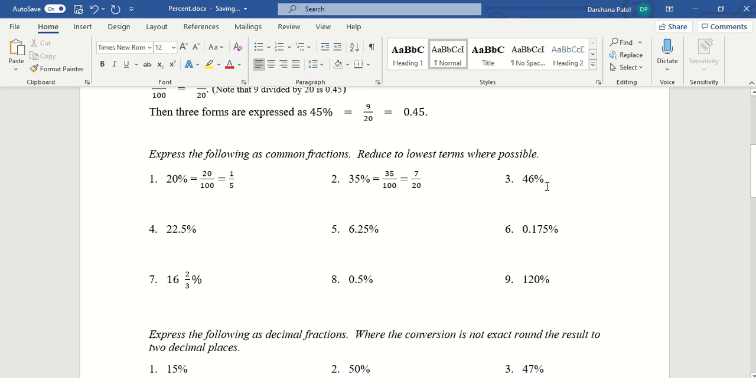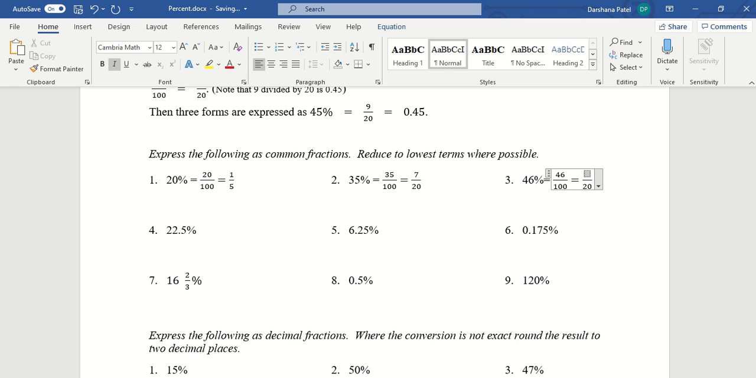Similarly, 46%, we can write as 46 over 100. Now 46 and 100 both are divisible by 2. Reducing both by 2, we get 23 over 50. And then we cannot reduce it further. So that will be the answer.